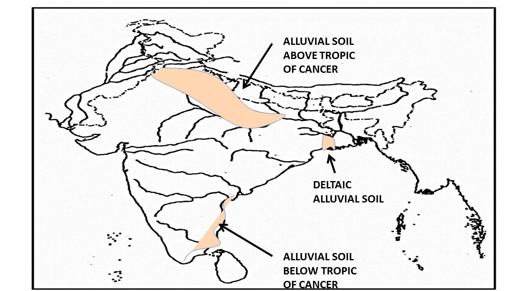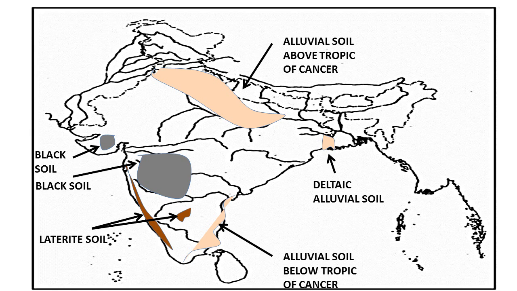Next is black soil. Black soils are vastly confined to the Deccan Plateau, that is central Maharashtra and some parts of Gujarat. Next is laterite soil. Below the Tropic of Cancer, laterite soil is found in the summit of Western Ghats above the sea level and in some parts of Karnataka. Above the Tropic of Cancer, laterite soil is found in the northeast covering some parts of Assam.